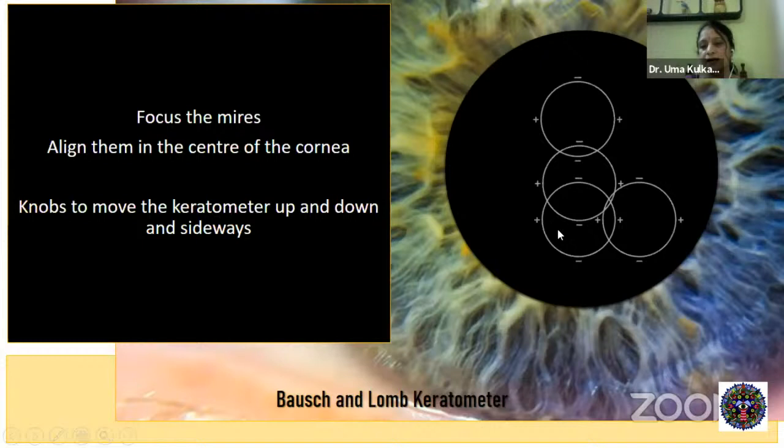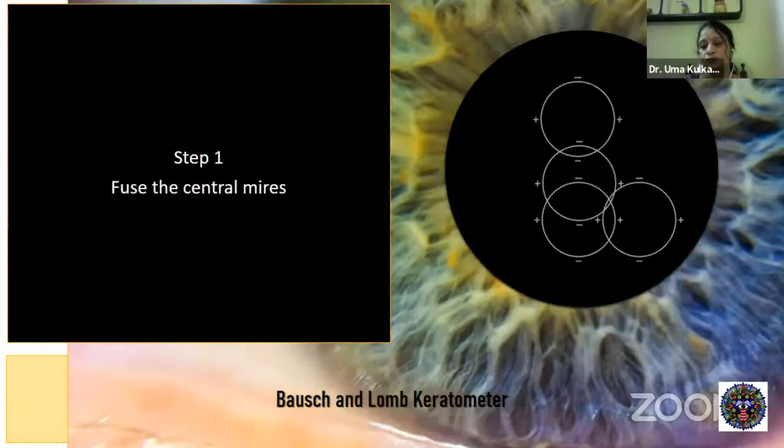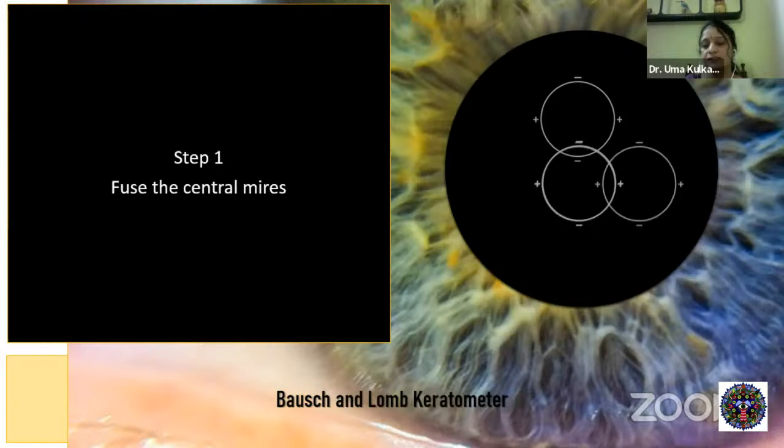Let's see how. So first thing is to align them like this. That is, you fuse first the central mirrors and focus them. So there's a focusing mechanism by which you bring them closer. Now the four circles have become three because the central ones are now fused. Once this has happened, we also have to align them in the center of the pupillary area. That's very, very important to have them central. Suppose you even go to the periphery and have them on the periphery, the mirrors won't be circular like this. They'll be very distorted. You won't see them clearly.